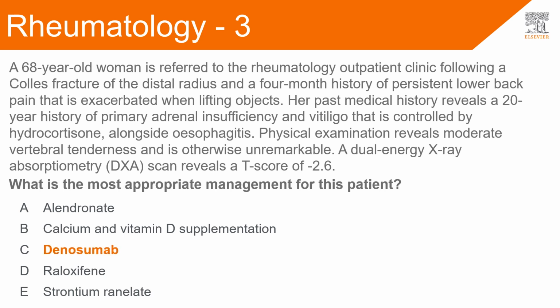Now, the correct answer in this case, obviously, a patient with a history of fracture, persistent lower back pain, and also a DEXA scan that's -2.6, a T-score. That's a diagnosis of osteoporosis. So if you think this is osteoporosis, well done, you got the answer correct. Now, the question is, where do we go in terms of further management? Where do we go next?